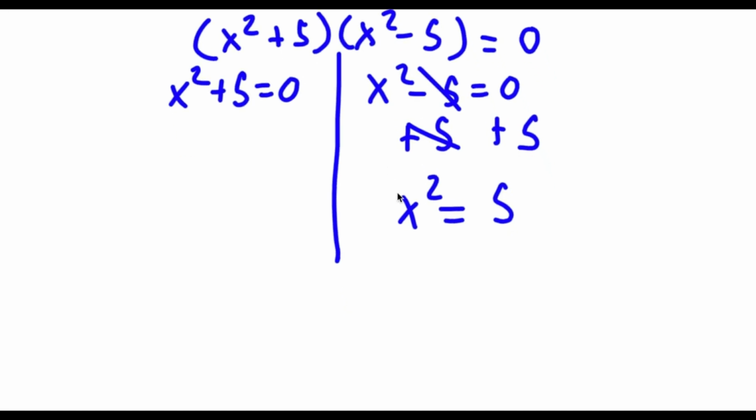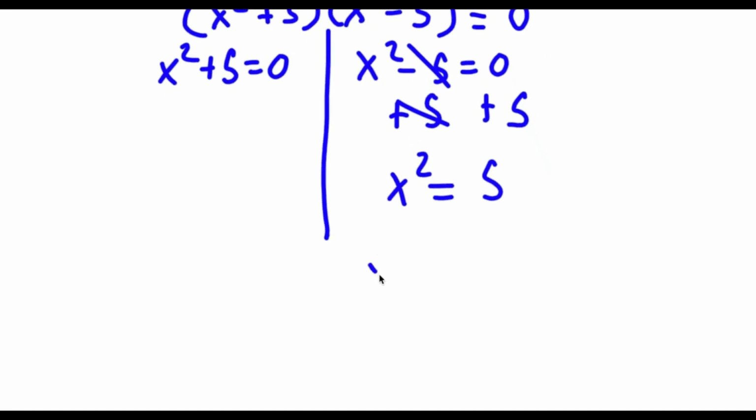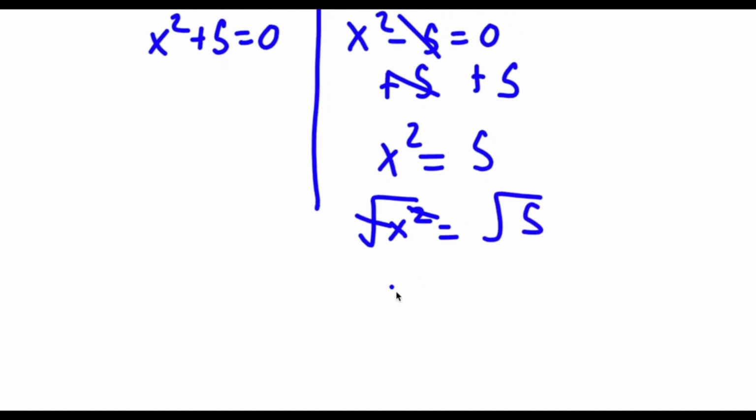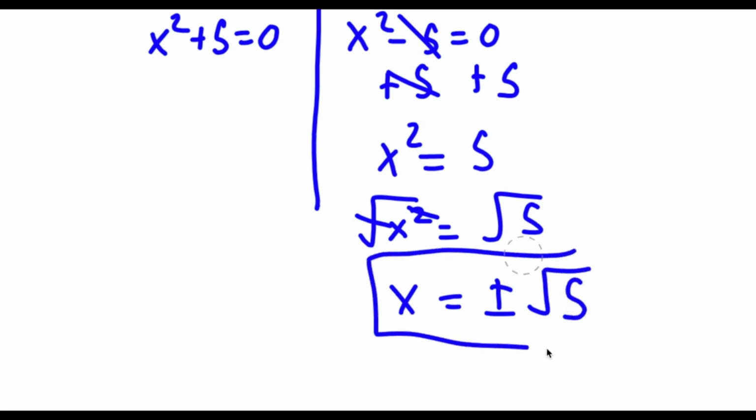Now I'm going to take the square root on both sides. So I have the square root of x squared is equal to the square root of 5. Now the square root of x squared is simply equal to x, and the square root of 5, sorry, this is actually going to be positive or negative square root of 5. So these are two solutions of x.